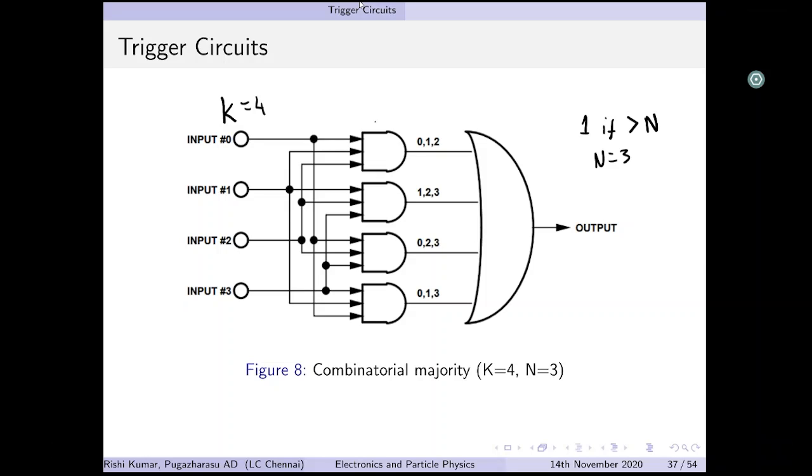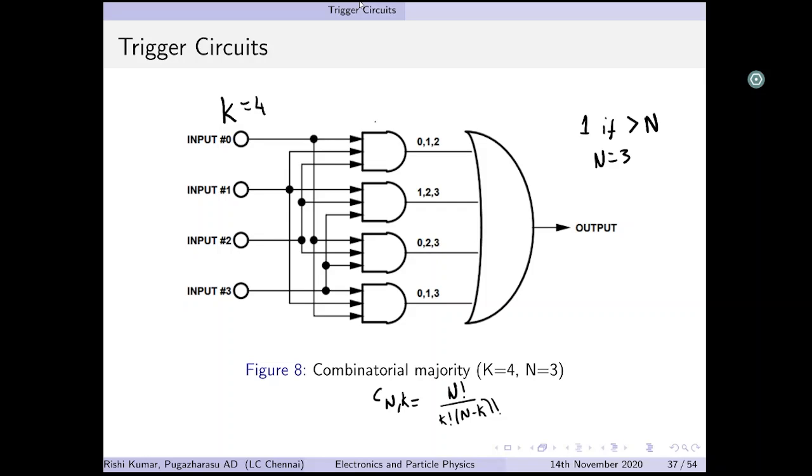And that basically means 4 AND ports and 1 OR port, but this is because k and n are small numbers. If you increase k and n, the number of AND ports increases as the combinations. You can define this combinatorial majority combination C(n, k) as n factorial divided by k factorial times (n minus k) factorial. So it's basically nCk.